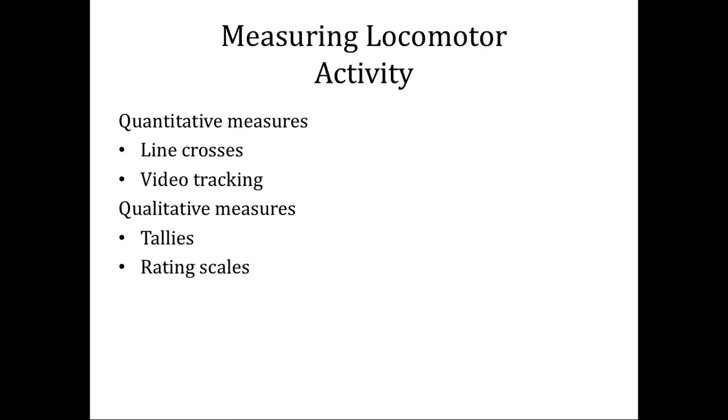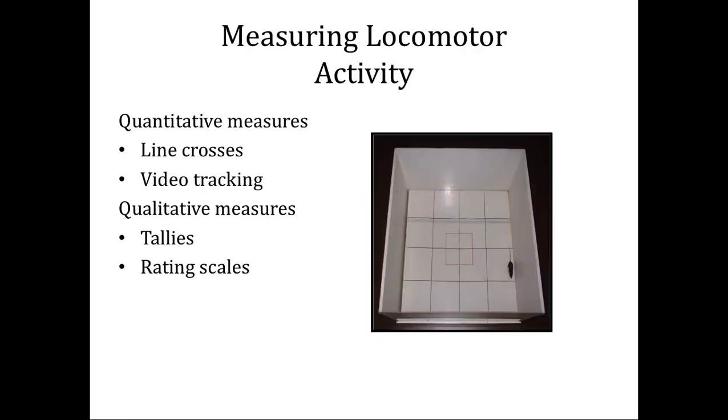For part 1, you'll learn a little bit more about quantitative and qualitative measures. There are a number of ways to measure locomotor activity. Quantitative measures, remember that these capture the amount of activity, can be done in a really low-tech way by dividing up the testing area into zones and simply counting the number of times the animal crosses a line.